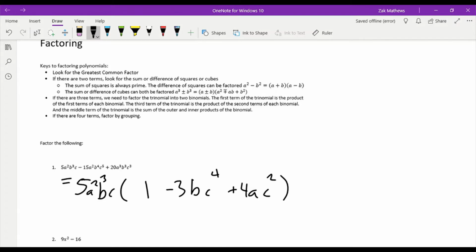And so now, this is my polynomial. If I look to factor that in further, this is the greatest common factor. We can't do anything else with that. We factored all of that out. It comes out of everything.